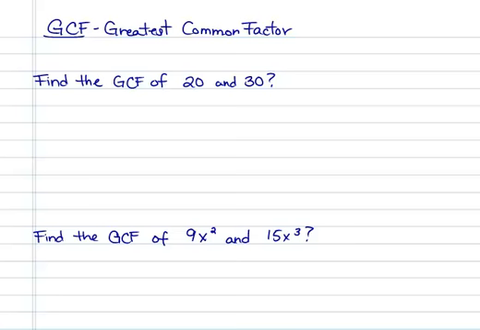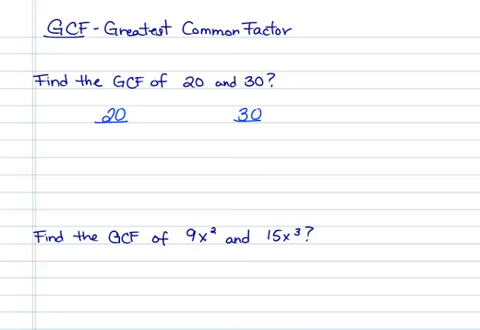For greatest common factor, make sure that you are jotting down that it's also called the GCF. This is total review from middle school or even elementary school. Finding the greatest common factor of 20 and 30. So make sure you're writing all this down. I do my factors like this, 20 and 30.